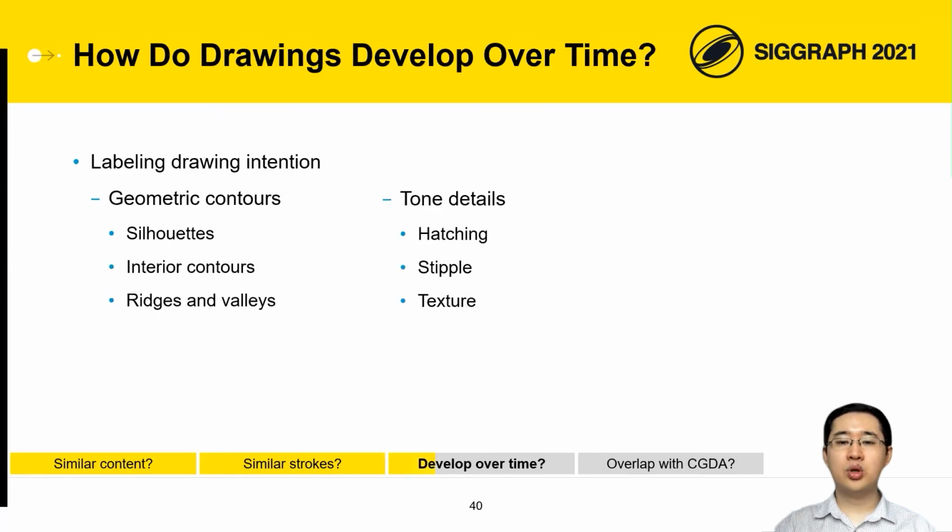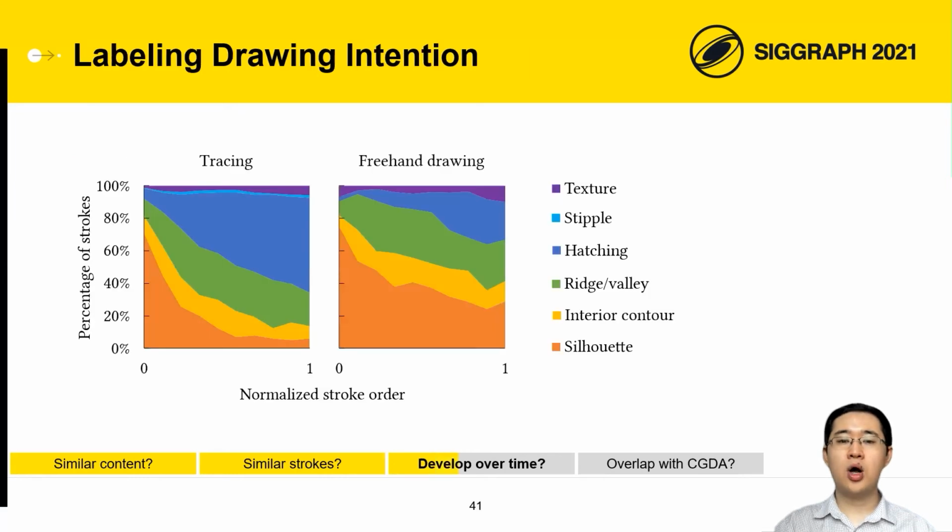We manually labeled over 14,000 strokes in all tracings and freehand drawings for 10 prompts. We used two main categories, geometric contours and tone details. Geometric contours are further divided into silhouettes, interior contours, ridges, and valleys. Tone details are further divided into hatching, stipple, and texture. Overall, we observed that drawings progressed similarly in tracing and freehand drawing. Silhouettes were dominant at the beginning, and hatching strokes became more prominent towards the end.